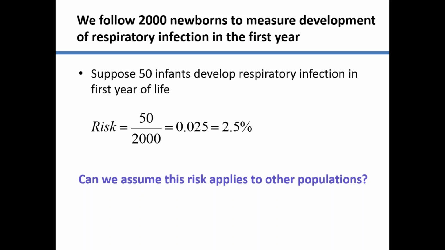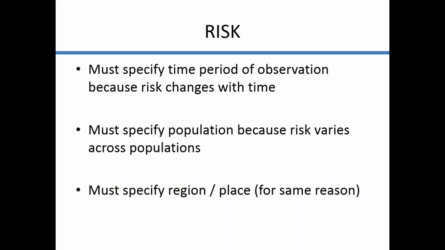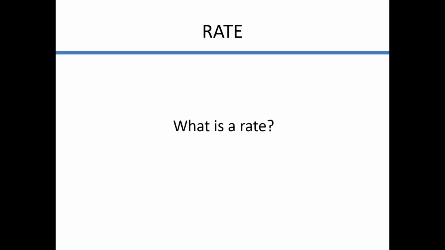Also, what if this was 2,000 newborns from a special group of people? No. Would it be the same as another completely different group of people, even though it's in the same time and place? Of course it's not the same. So these are not independent of time, place, or population. So you must specify the time period of observation, and you must specify the population, and you must specify the region when you're talking about risk.